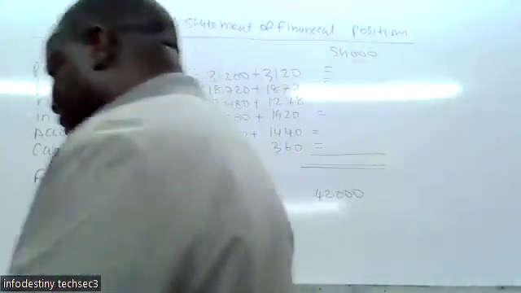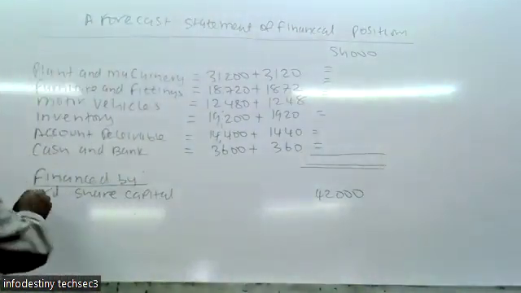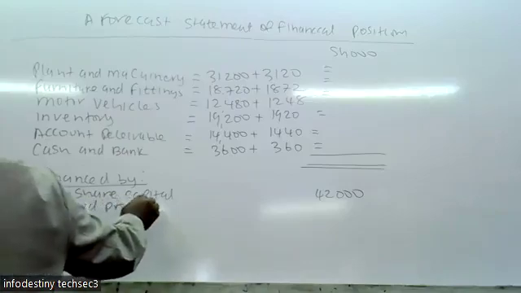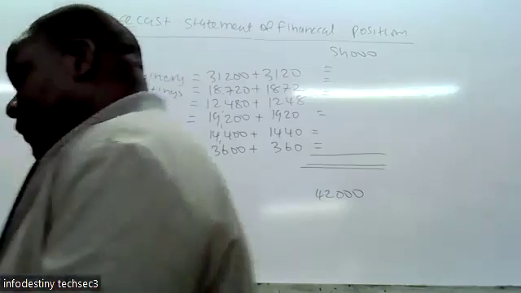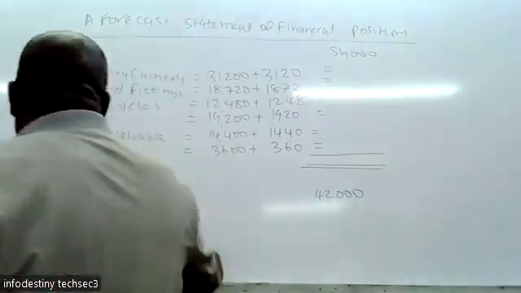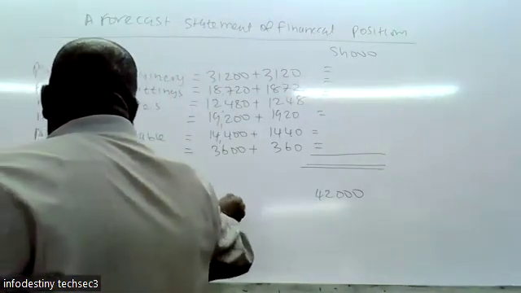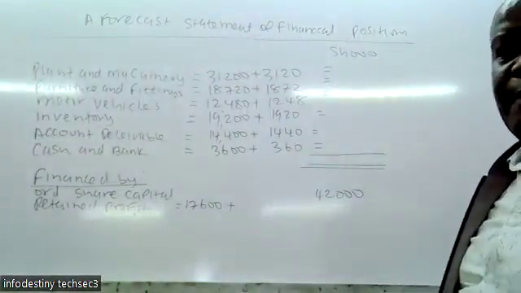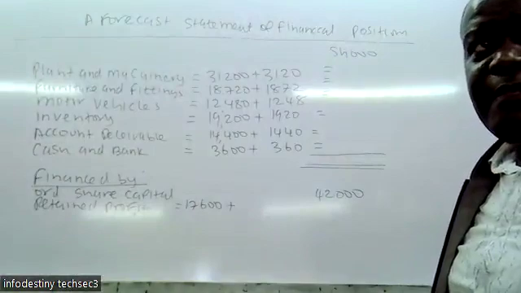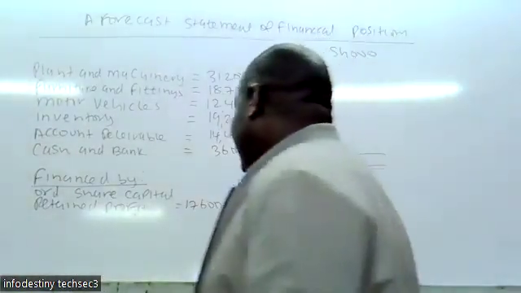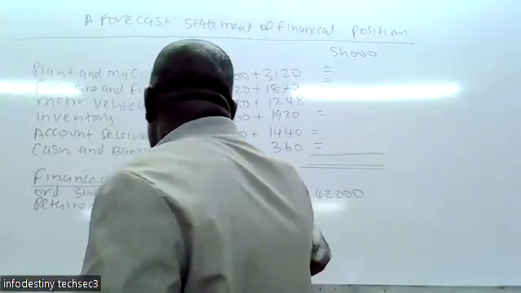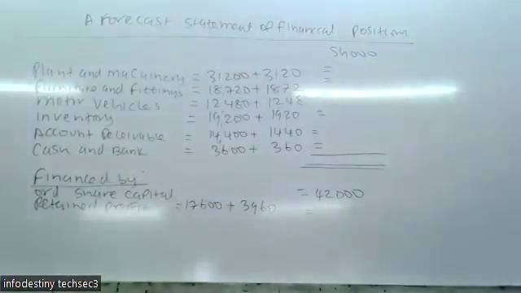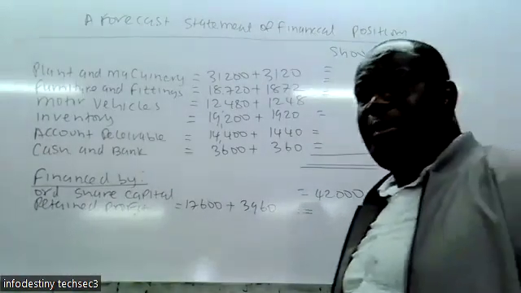The next one is the retained profits. So for the retained profits, you take the one I've given you, the one that you have, plus the increase. You remember the increase in the retained earnings? It was how much? 960. Like that. The increase for the retained earnings we had calculated separately.